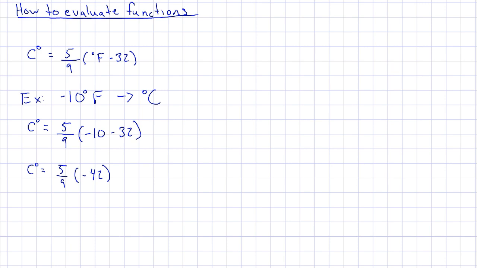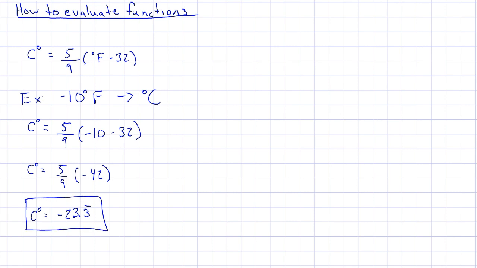And then I will take that and I will multiply it by 5 divided by 9. And I will get my final answer, which is -23.3 repeated. Depending on my answer, I might round that to the nearest degree, whatever the problem asks me to do. So that's evaluating a function like that.